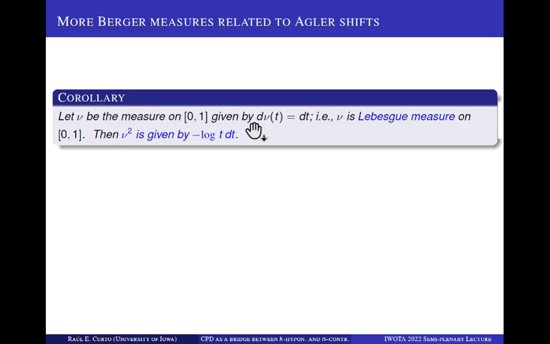What about Berger measures related to Agler shifts? As we know, if we take the Bergman shift, the Berger measure is dt, and so what is the Berger measure of its Schur square? If I take the Bergman shift and take the Schur product with itself, I get another subnormal weighted shift whose Berger measure is given by minus log t. In particular, it is singular at the origin. We started with the continuous measure, and by taking the Schur product and calculating the Berger measure, now we have a singularity at the origin.